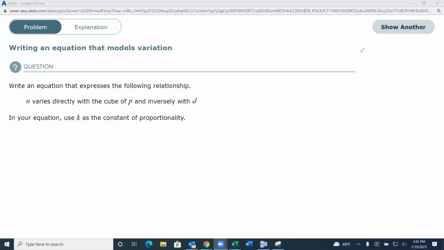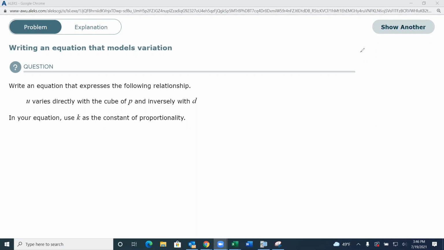Okay, so we've seen kind of the basic versions of variation formulas, variation models, whatever. So now we kind of mix it up just a little. The good news is that your answer is just going to be the first formula you write down. There's not going to be any evaluating.